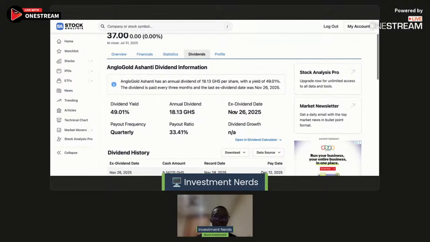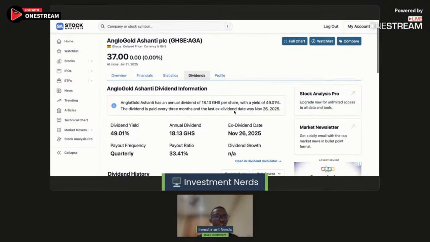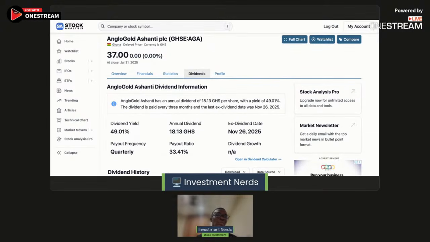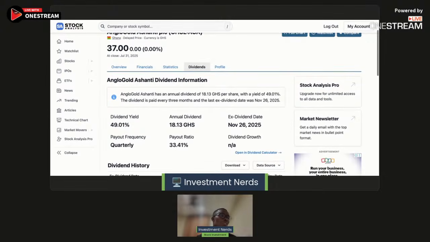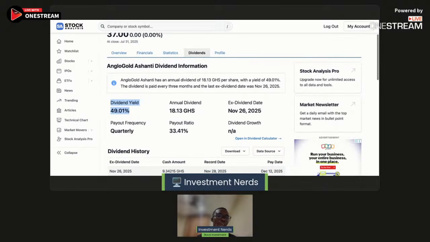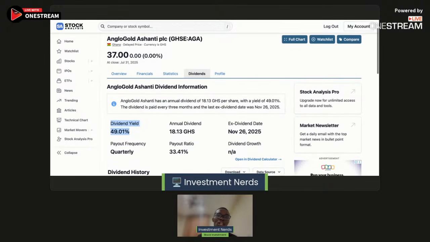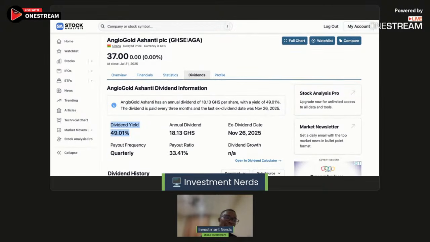So if you look at Anglo Gold Ashanti, which has been 37 for a very long time, then if I'm going to invest in it, maybe I'm benefiting from the dividend. That is why I'm investing in them. So if you look at this stock, you see the dividend yield is 49%, almost 50%, which means that every now and then they are increasing the dividend that they are paying. Does that make sense? It means that if you are going to buy Anglo Gold Ashanti, you're not buying it for capital gain.